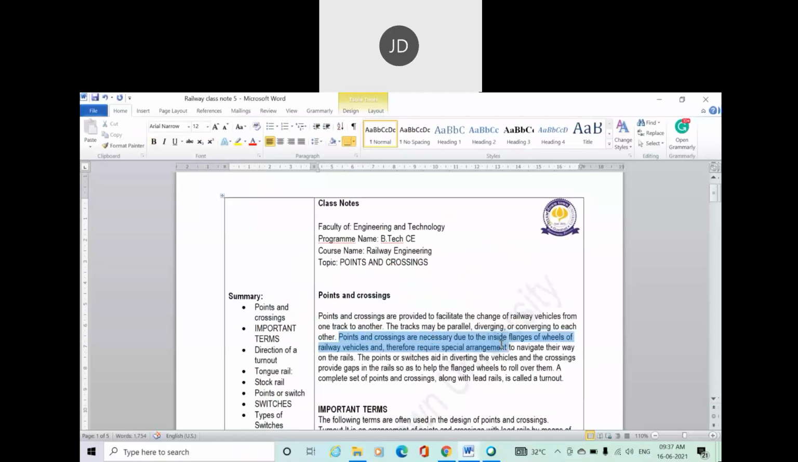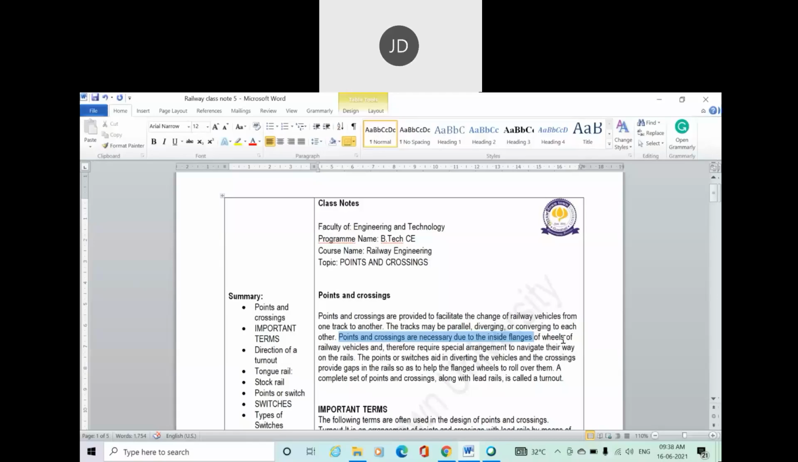Point and crossing are necessary due to the inside flank of the wheel of the railway vehicle, and therefore require special arrangement to navigate their way on the rail. Regarding this point, we are going to discuss. Maybe you are not understanding right now, but in a very short time we're going to understand this. That is, point and crossings are necessary due to the inside flank of the wheel. So the inside flank of the wheel is a very important term in discussing point and crossing. We're going to discuss that.